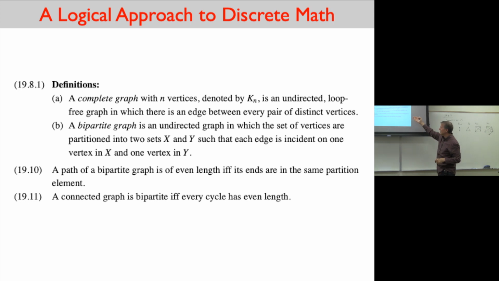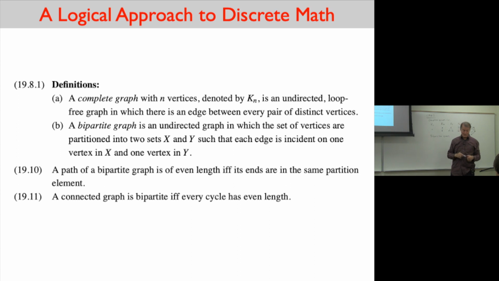Now let's take a look at the definition of a bipartite graph. This is a complete graph, so this is part A. Okay, a bipartite graph. Now what does a bipartite graph look like? A bipartite graph is an undirected graph in which the set of vertices are partitioned.